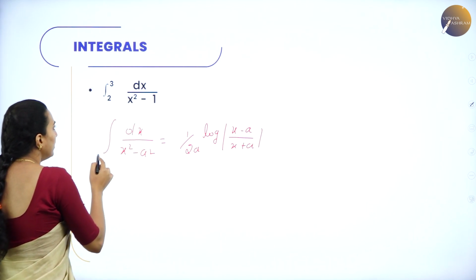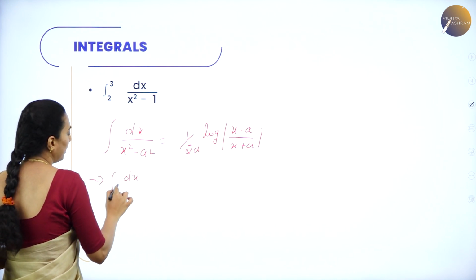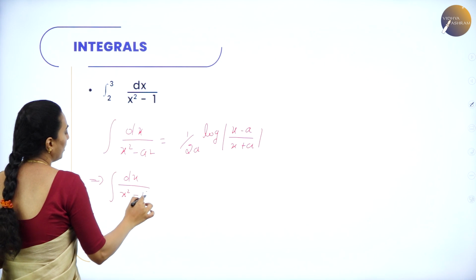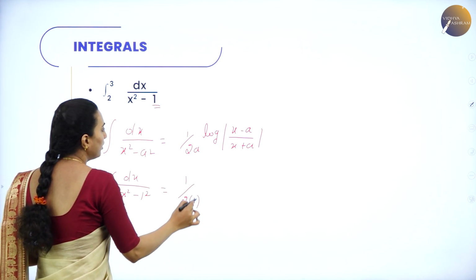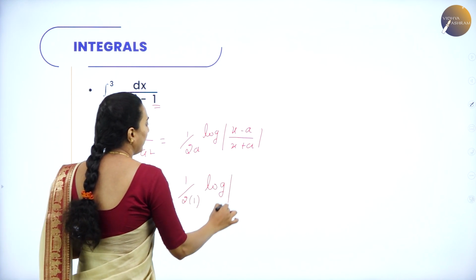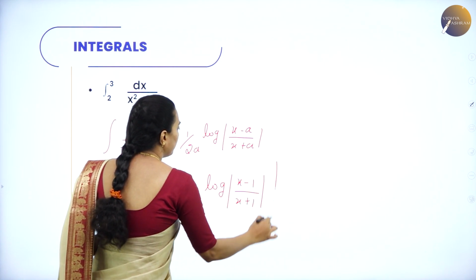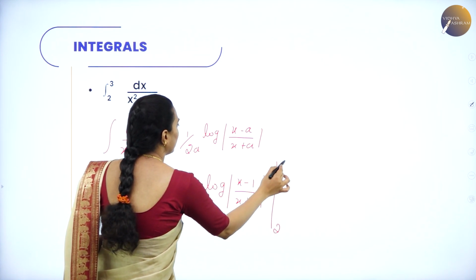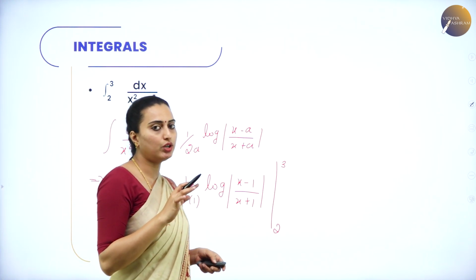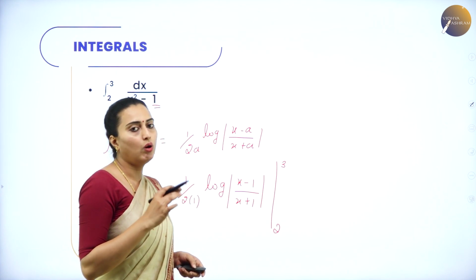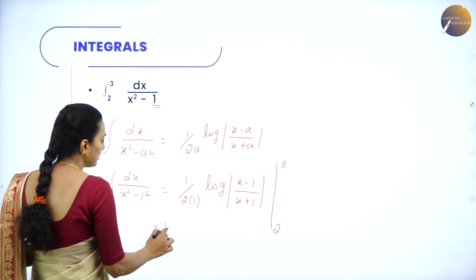Now by applying the limit, this is in the same form, dx divided by x squared, and instead of a squared, you can write 1 squared. So it implies 1 divided by 2 into 1, log of modulus of x minus 1 divided by x plus 1, with limits 2 to 3. First you apply the upper limit, then you apply the lower limit with the minus sign. First let us apply the upper limit; 1 by 2 as it is I am writing.